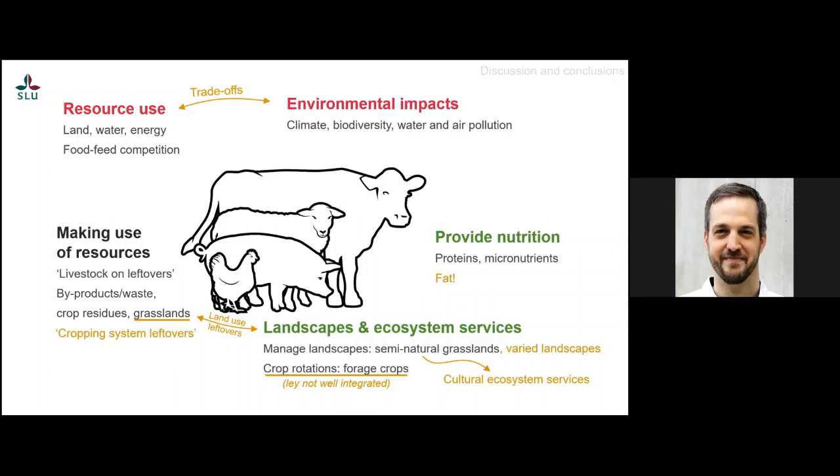So while this thesis does not provide a definitive answer on what role livestock should play in future sustainable food systems, I hope that it can guide policymakers and other actors in the food system on this challenging task of balancing the positive contributions of livestock against the urgent need to reduce their negative impacts.